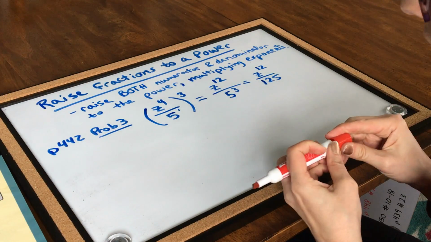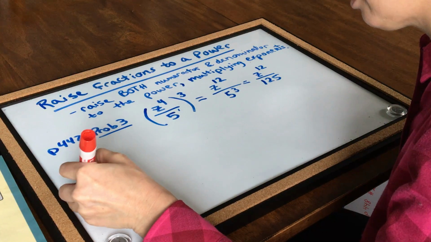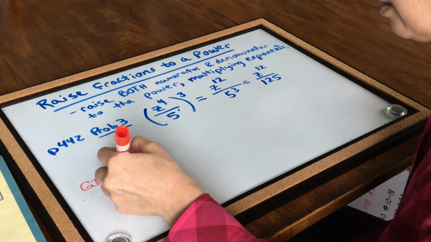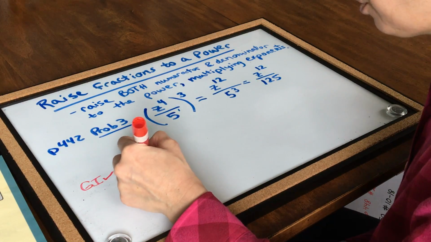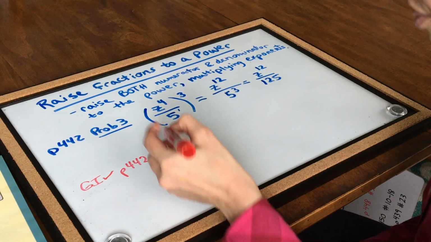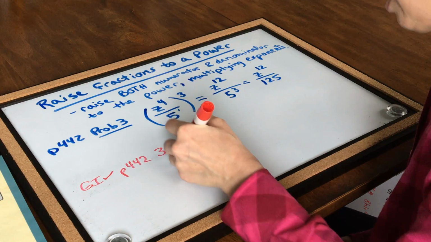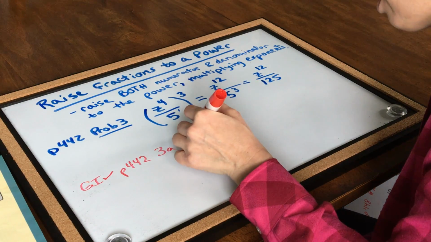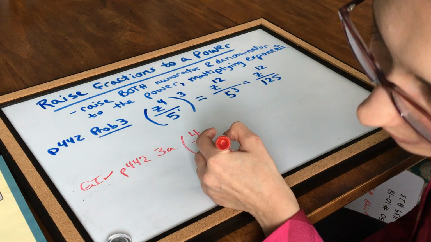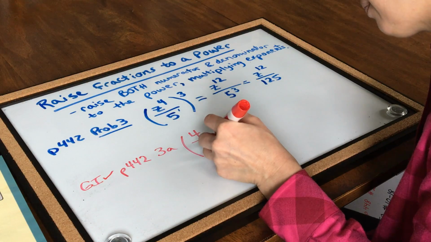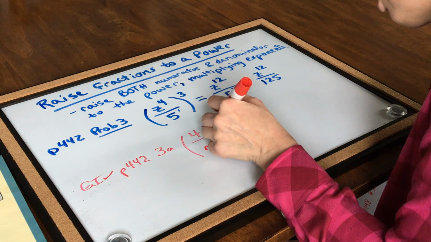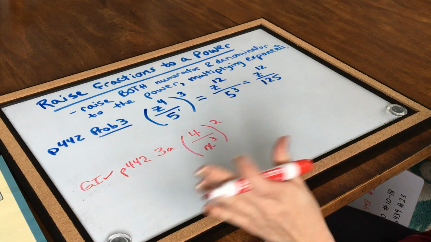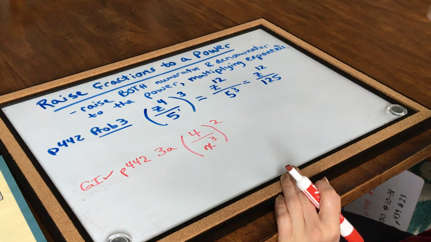Let's try the gotta check. So our gotta check is still on page 442, and we are doing gotta check 3A. I'll write this out for you. 3A asks us to simplify 4 divided by x to the 3rd power, and this is all squared. Okay, it's time to pause the video. Come back when you're finished with the gotta check and see the answer.